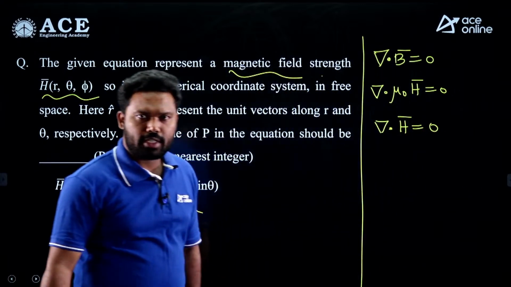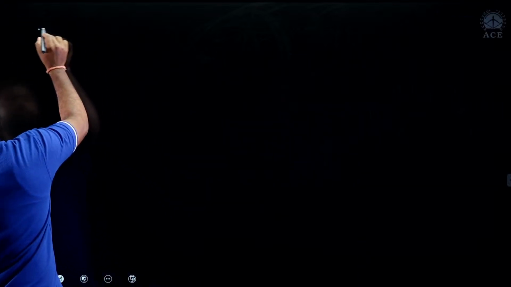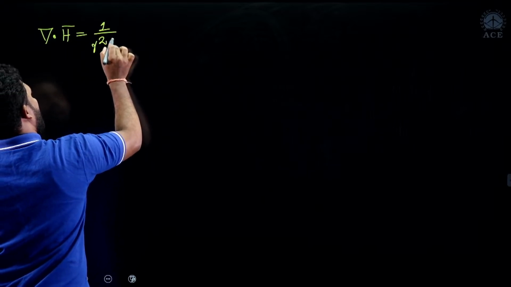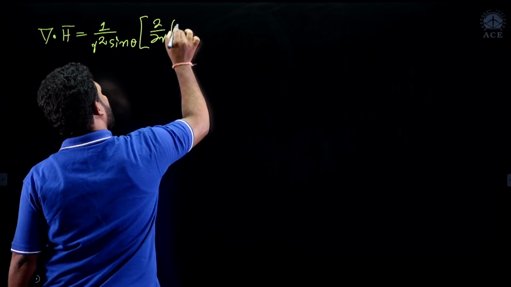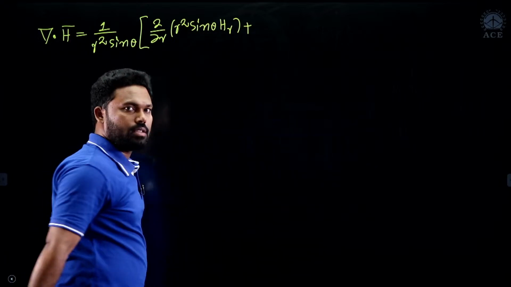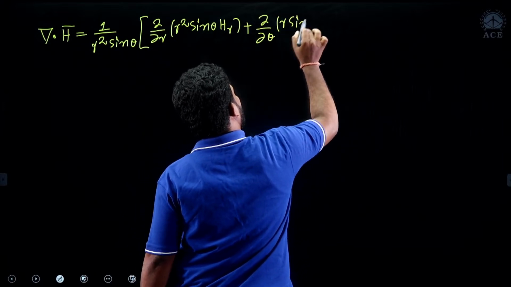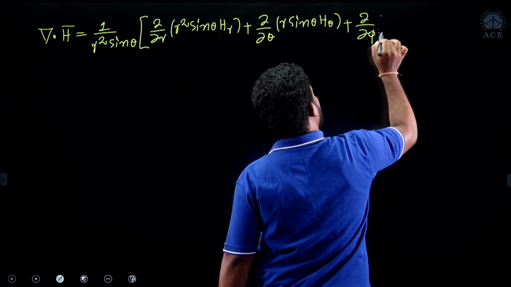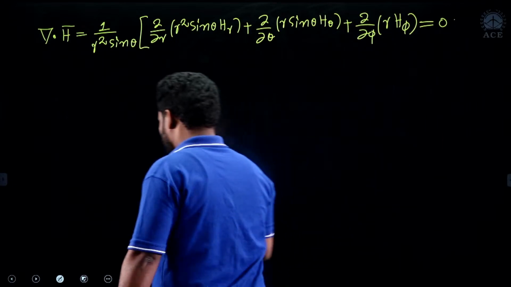Fine. So you should know the divergence formula in the spherical coordinate system. Let me turn the page here. So what is the divergence formula in the spherical? Divergence of H is equal to 1 by r squared sine theta, times dou by dou r of r squared sine theta into H r, plus dou by dou theta of r sine theta into H theta, plus dou by dou phi of r into H phi, which is equal to 0. Fine. Let me go back here.